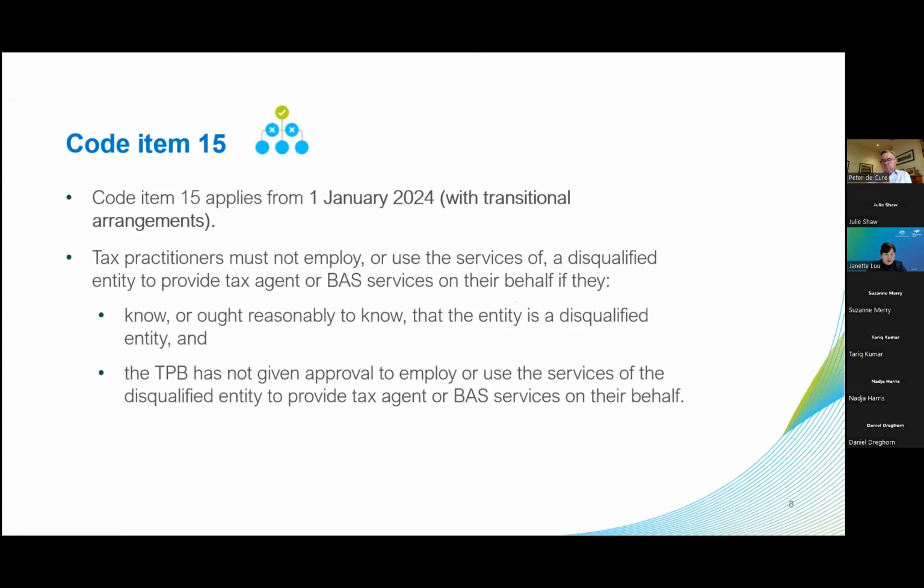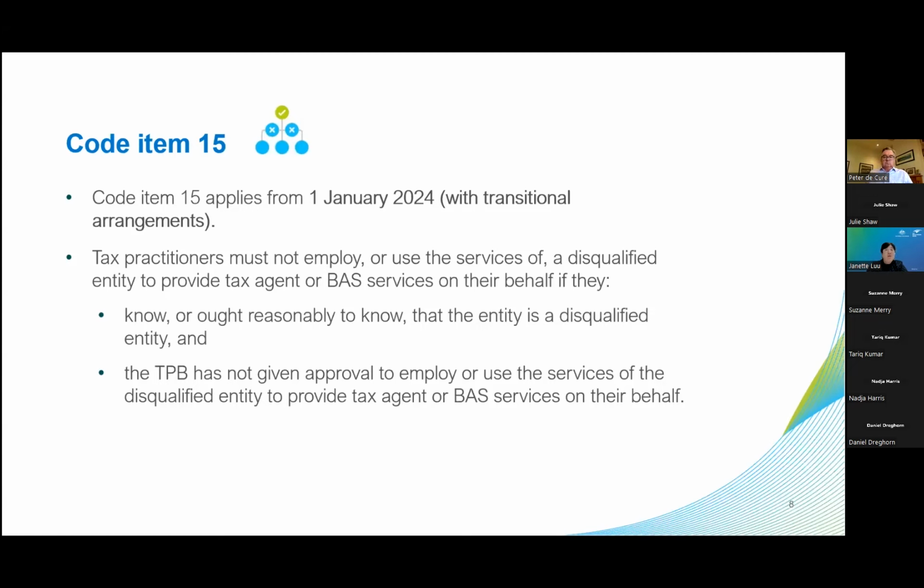So if we look first at code item 15, what this requires is that tax practitioners are not able to employ or use the services of a disqualified entity to provide tax services on their behalf. These prohibitions exist where the tax practitioner knows or ought to have known that the entity they're looking at engaging or have engaged is a disqualified entity, and the TPB has not given them approval to actually use or employ those entities to provide those services on their behalf.